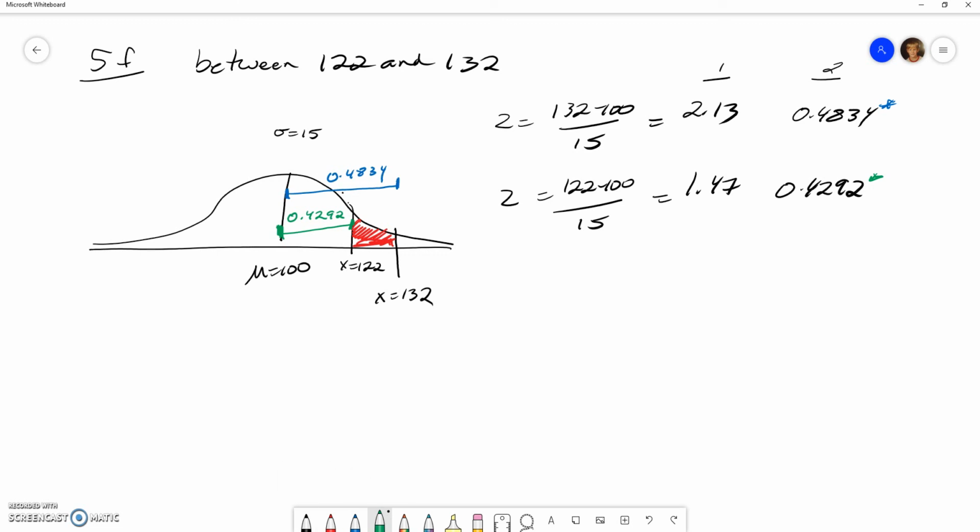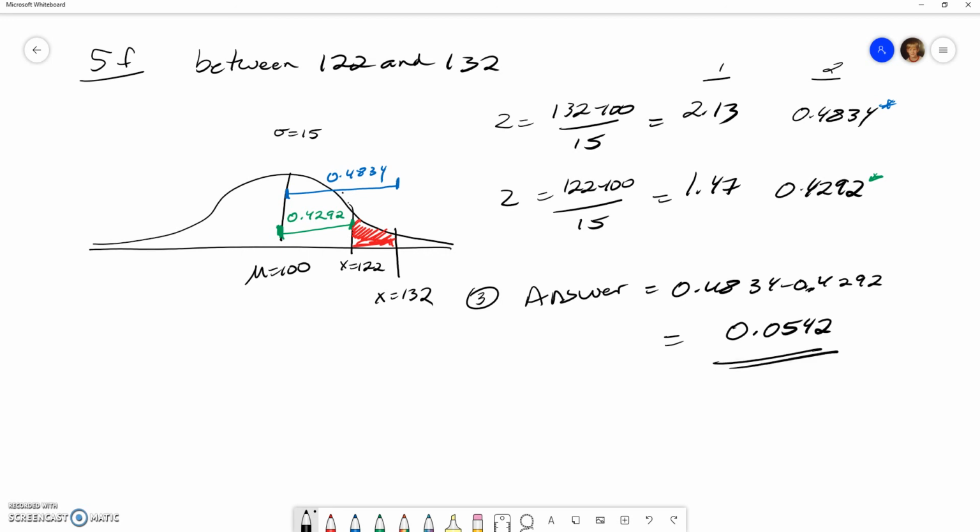So the final answer for the step 3 process is to get our answer. Basically it's going to be 4834 minus 0.4292, which gives us a value of 0.0542. So just over 5% chance of randomly selecting an individual who will have an IQ between 122 and 132.